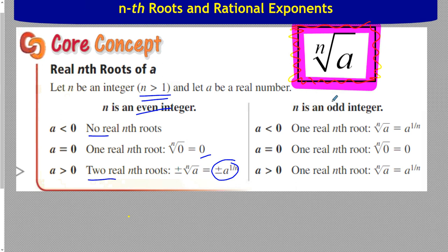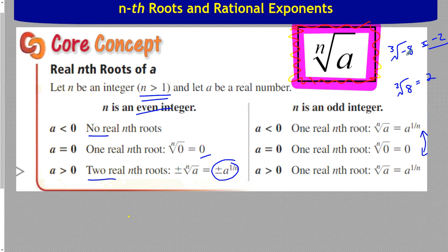If n is odd, if we're taking an odd root, it can be negative, and there will just be 1 real root. If it's equal to 0, then there's just 1 and it's 0. And if it's greater than 0, then there's only 1. And you'll notice these two are the same. It's just that they're going to be different signs. So if I'm doing like the cube root of negative 8, that is negative 2. Negative 2 times negative 2 times negative 2 gives me negative 8. If I'm doing the cube root of 8, then that's just 2.